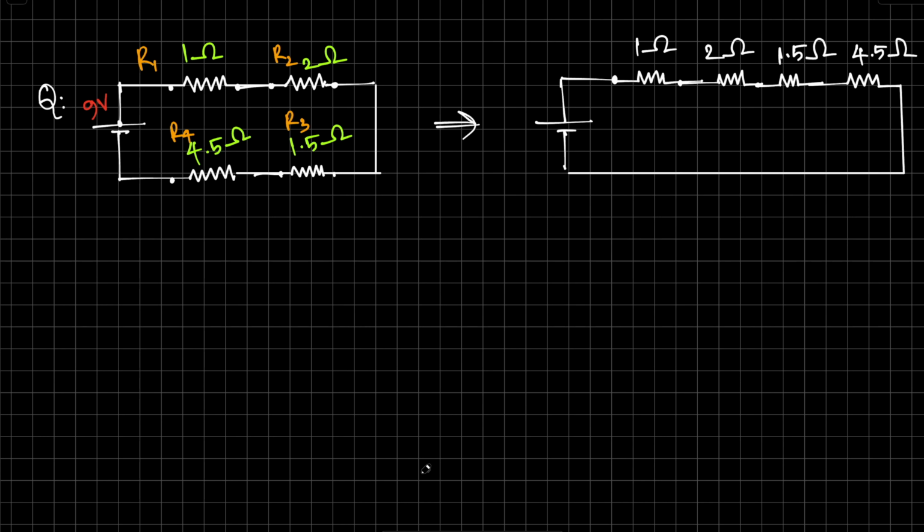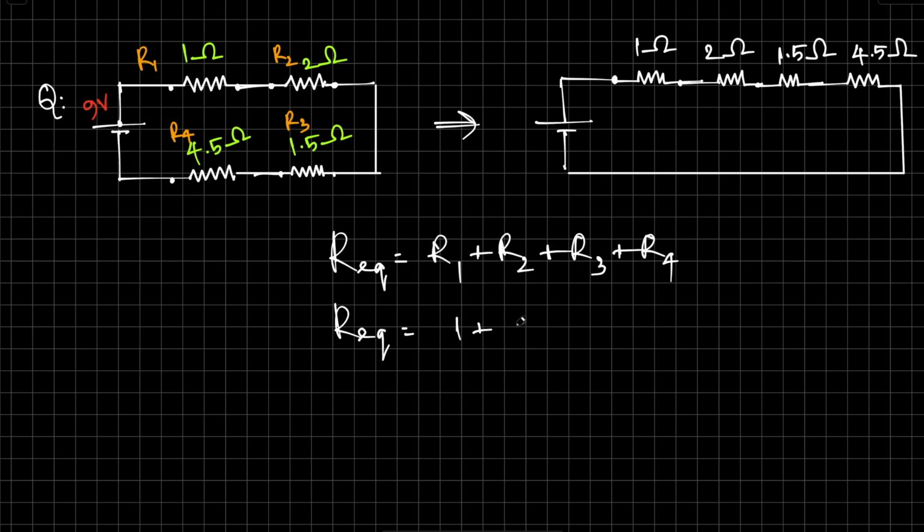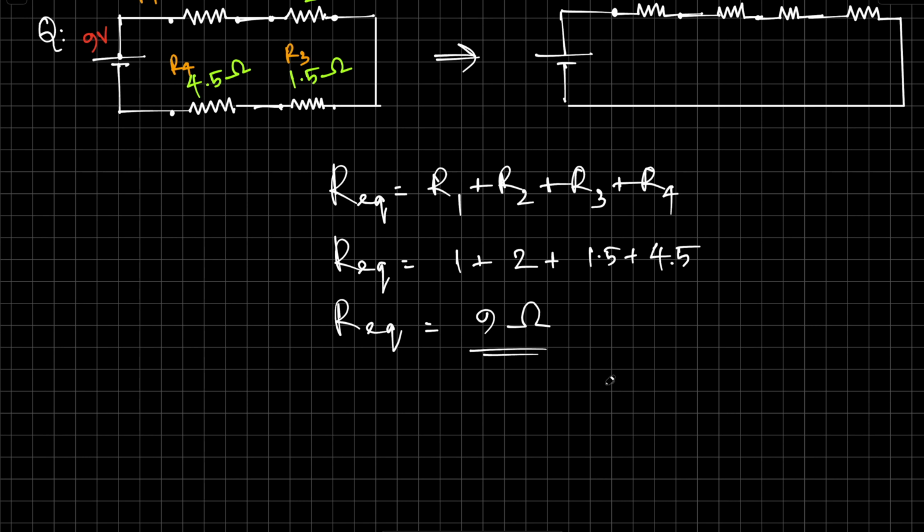This is a series circuit, right? The equation for equivalent resistance of a series circuit is R1 plus R2 plus, we have four resistors, so plus R3 plus R4. Req equals 1 plus 2 plus 1.5 plus 4.5, 9 ohms. That's the equivalent resistance of the circuit.